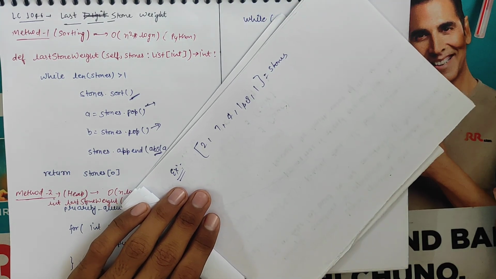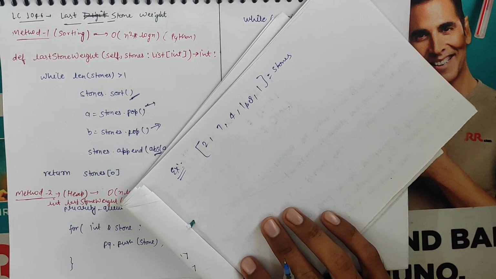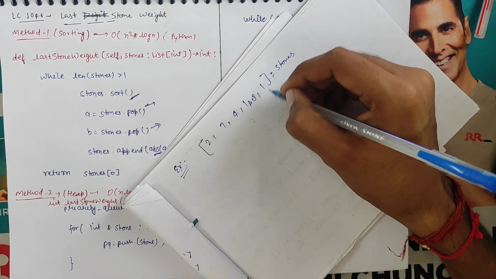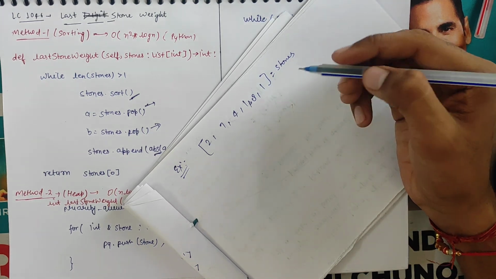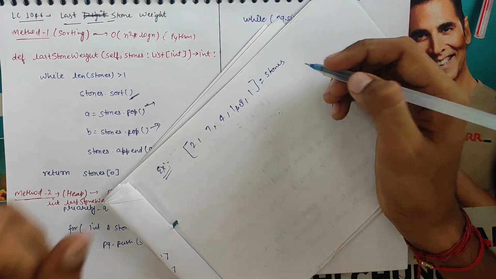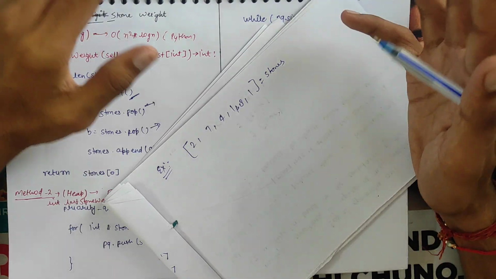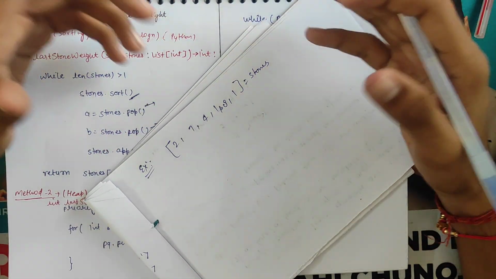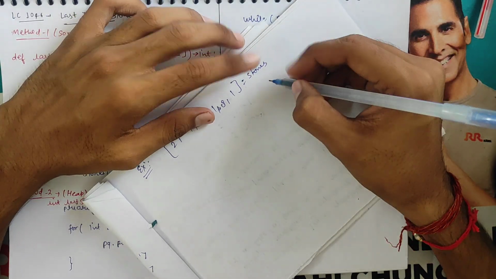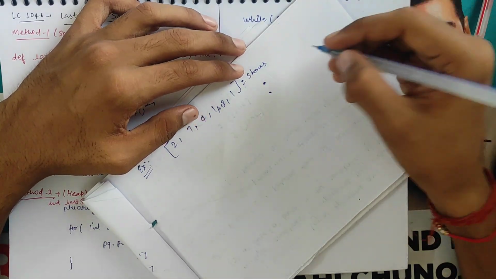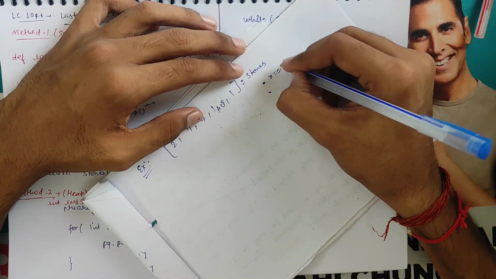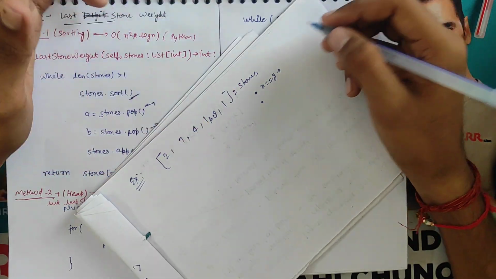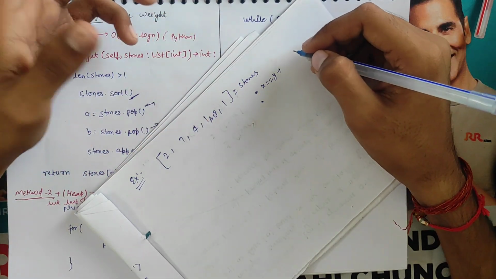Stones is the array of integers, with every element representing a stone's weight. We have to find the two largest stones, the two heaviest stones, and then smash them together. After smashing, there are two conditions in this problem. If the weights of both the stones are equal, then both stones will be destroyed, and no stone remains.